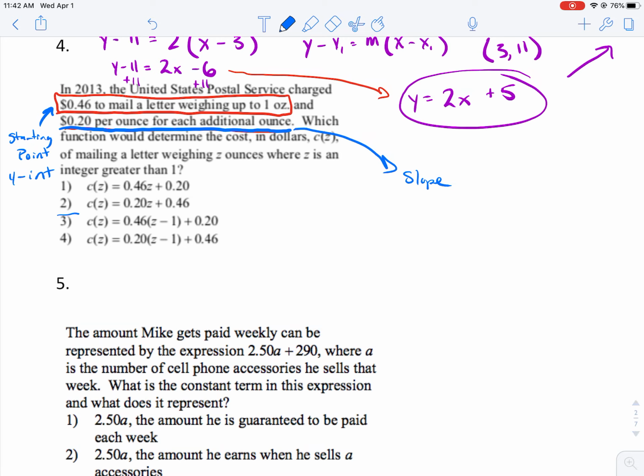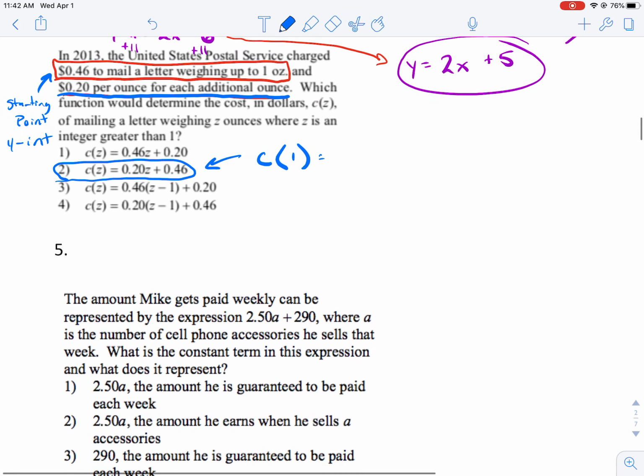All right, and if you look down here, we see one that looks very similar to what we would suspect. Our starting point is 46 cents, and you're getting charged 20 cents for each additional ounce. Okay, let's think about what this function would look like here. So, let's say we chose this function here. We chose to mail a letter weighing up to 1 ounce.